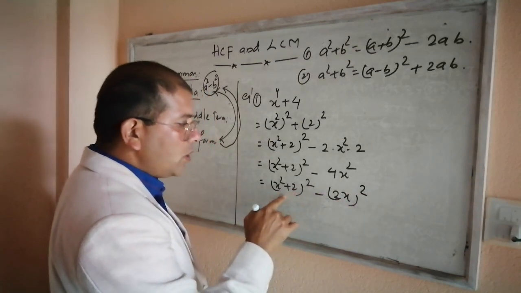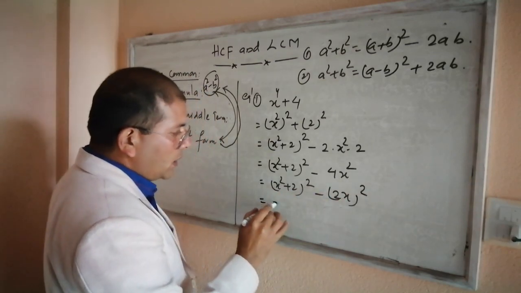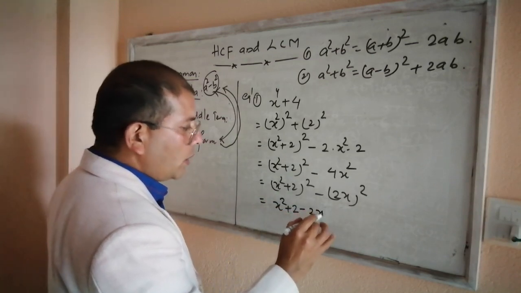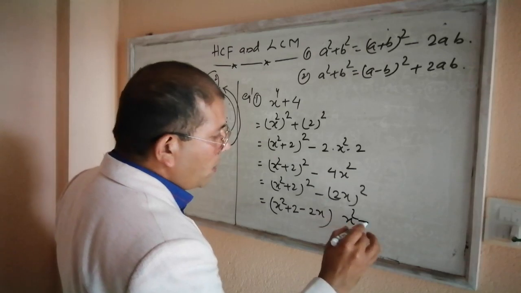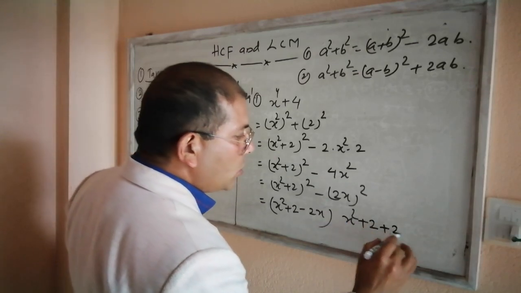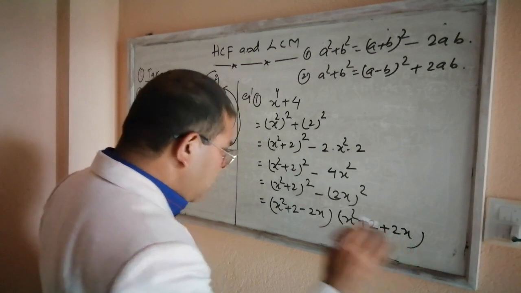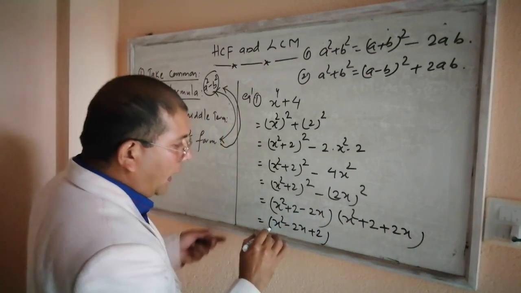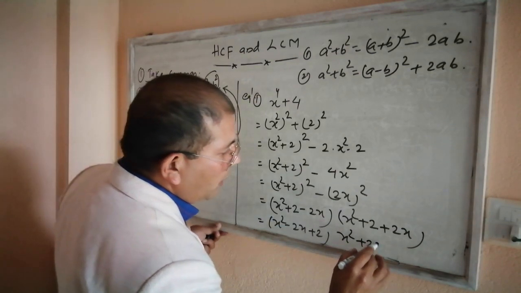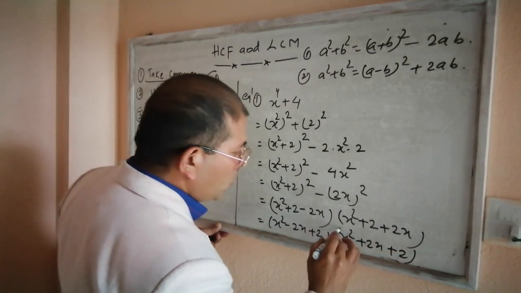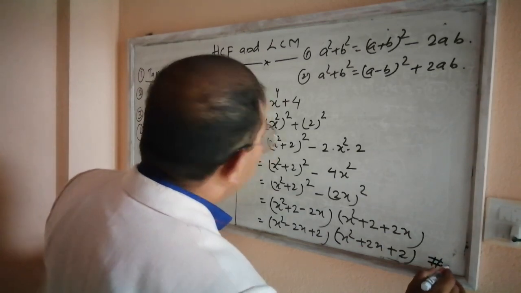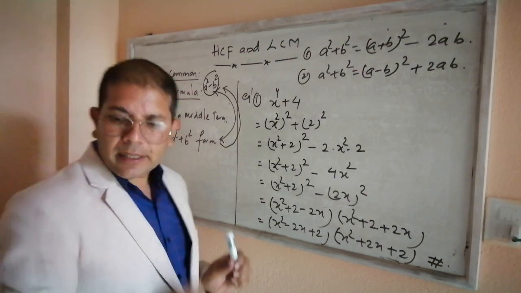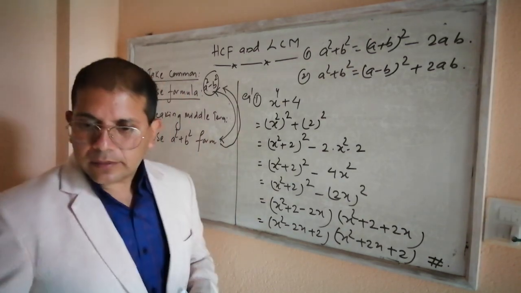So now check this one: x square plus 2 whole square minus 2x whole square. Now it is in the form of a square minus b square. So it is x square plus 2 minus 2x, and x square plus 2 plus 2x. Now you can arrange them. It is x square minus 2x plus 2 and x square plus 2x plus 2. So this is your factorization. After this, I want to give another example.